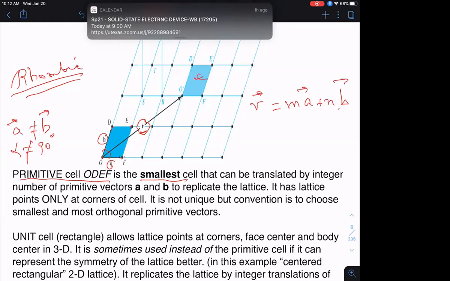Now, what's M and N in this particular example? We'll have to translate by 1, 2, 3. So it's 3 times A. And how many times B? 1, 2. 2 times B, right? So N is equal to 2 in this particular example.